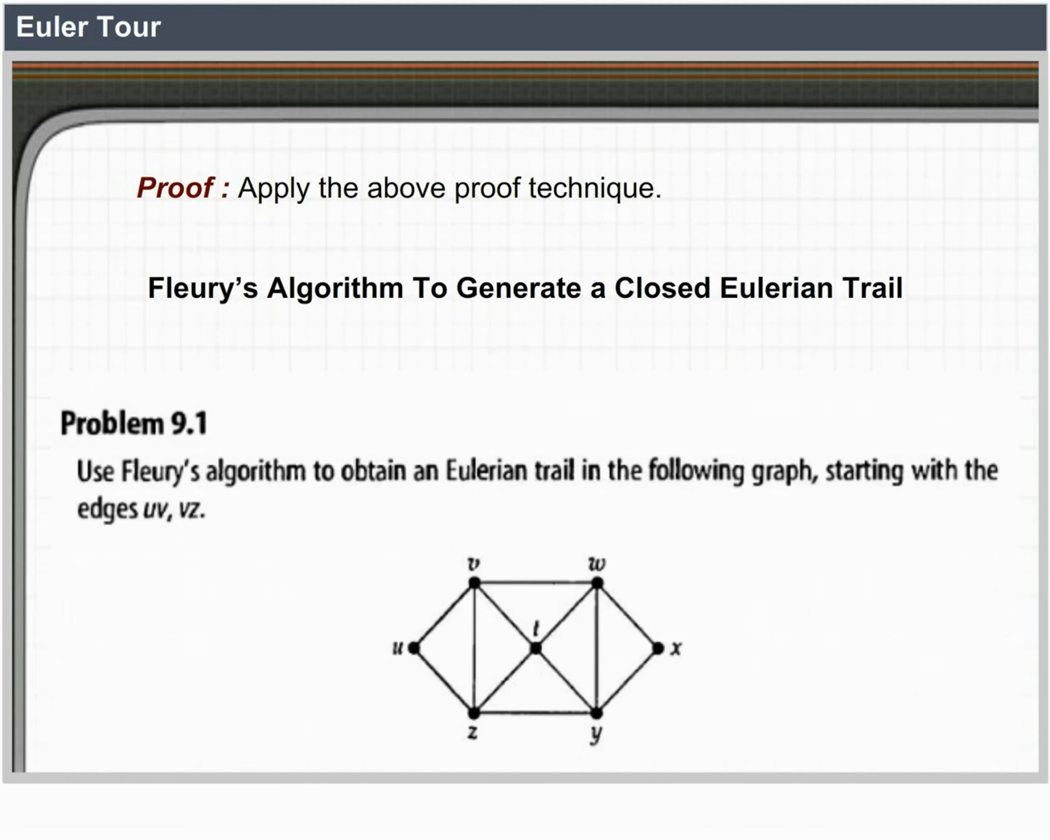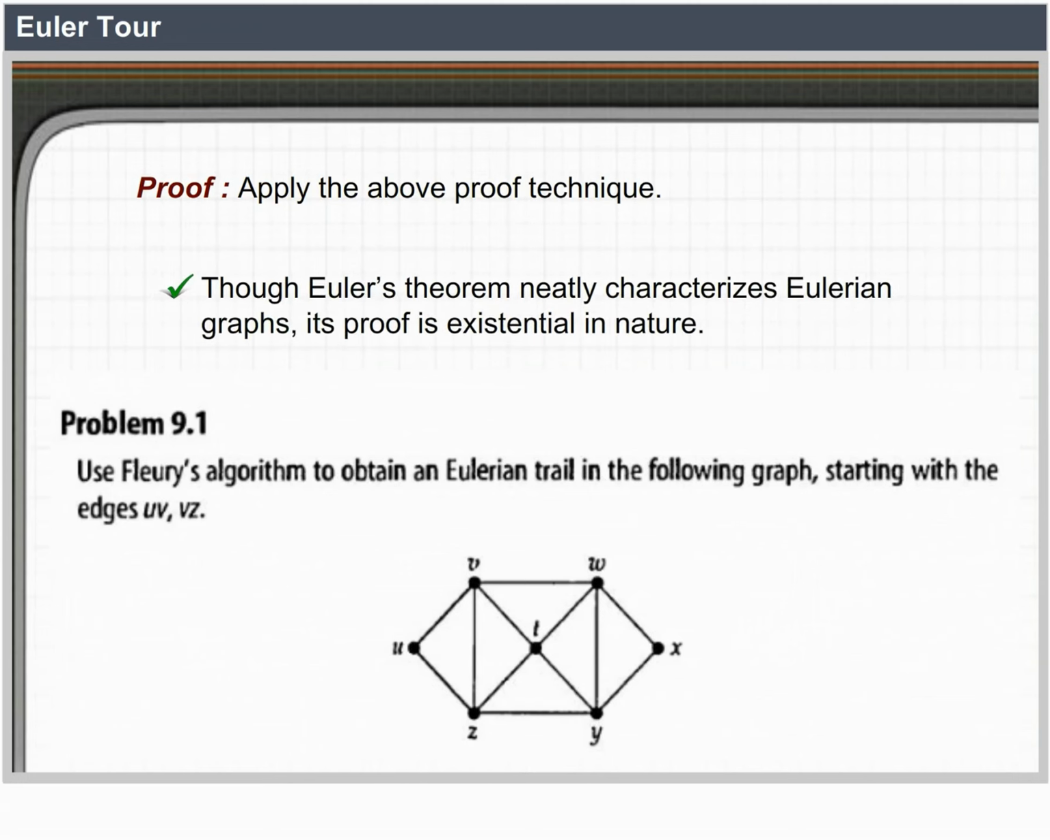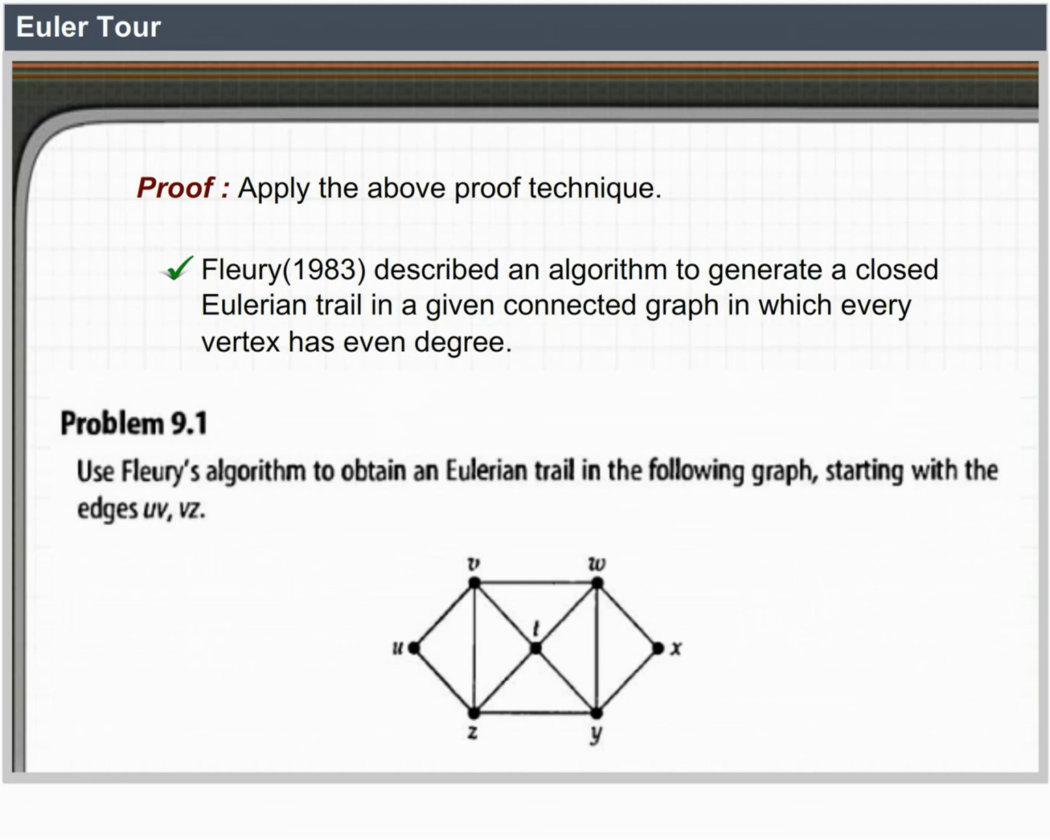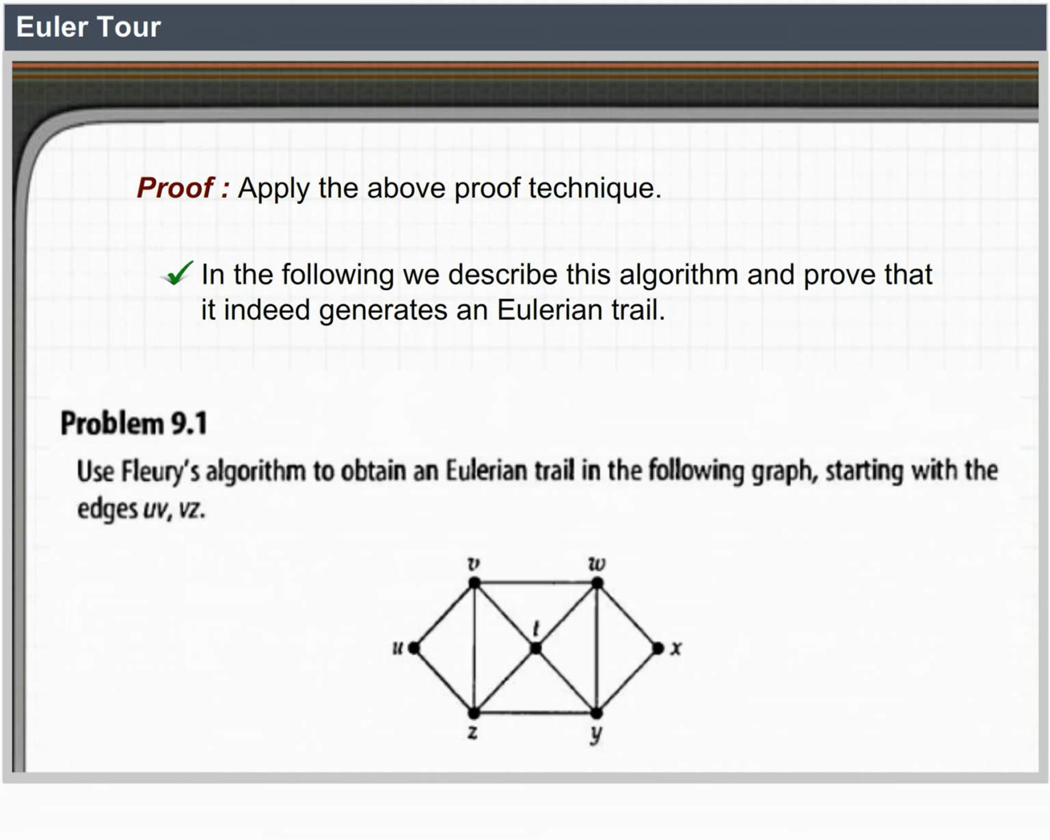Fleury's algorithm to generate a closed Eulerian trail. Though Euler's theorem neatly characterizes Eulerian graphs, its proof is existential in nature. Fleury, in 1883, described an algorithm to generate a closed Eulerian trail in a given connected graph in which every vertex has even degree. In the following, we describe this algorithm and prove that it indeed generates an Eulerian trail.